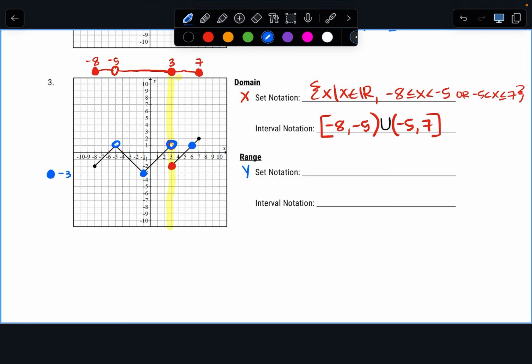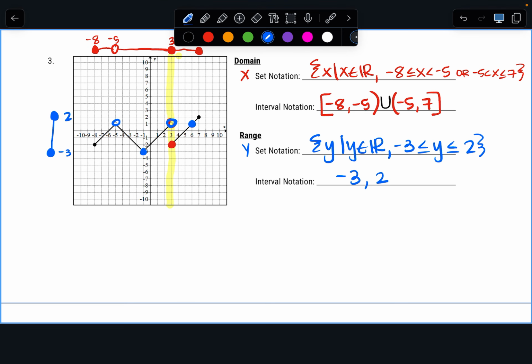Where I do have to stop is at y equals 2, because that is the highest point it's going to reach. So when I write the set notation, y such that y is an element of all real numbers, I'm going to say it's going from -3 less than or equal to y less than or equal to 2. Interval notation, -3 to 2. And for this particular graph, it started with a filled in circle because the graph was there. Again, if you see a graph, that is equal to there being a filled in circle there. And it ended with a filled in circle, so we're going to have a bracket, bracket.